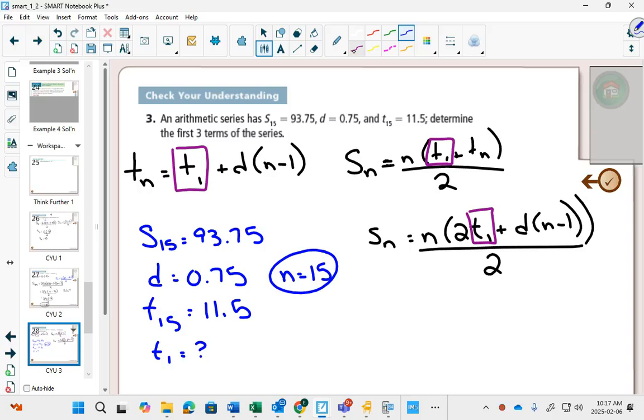Do we know term 15? Yes. Do we know d? Yes. Do we know n? Yes. We could use formula 1 because we know all the other things. We could use it to find term 1. Do we know the sum of the first 15? Yes. Do we know n? Yes. Do we know term 15? Yes. We could use the second formula. And same thing, we could use the third formula. Sometimes you can use more than one formula, but maybe one of them is a little bit easier than the other. But in this case, you have lots of options.